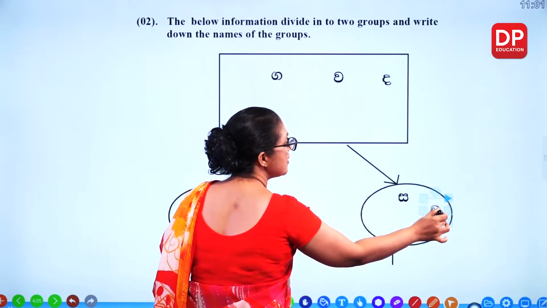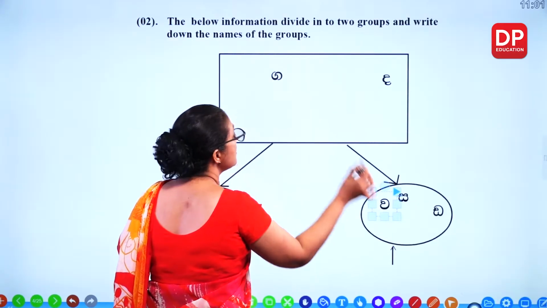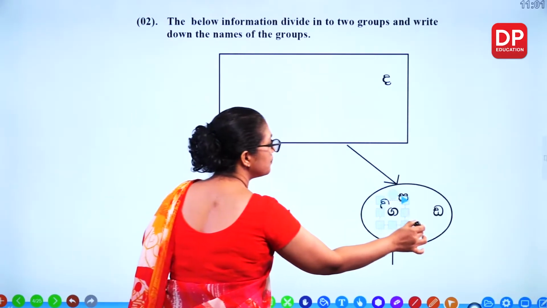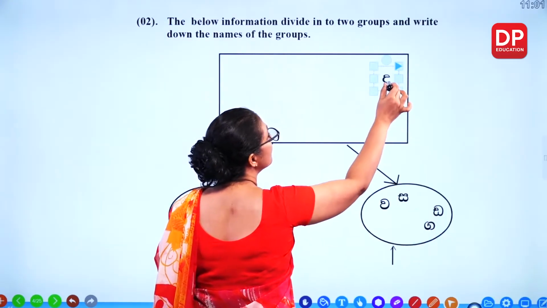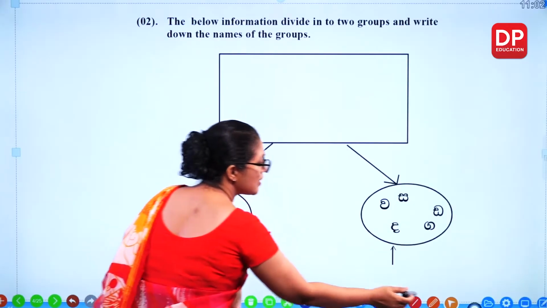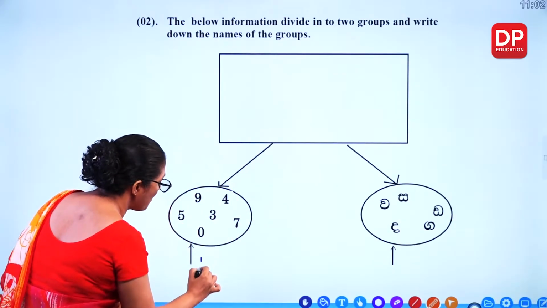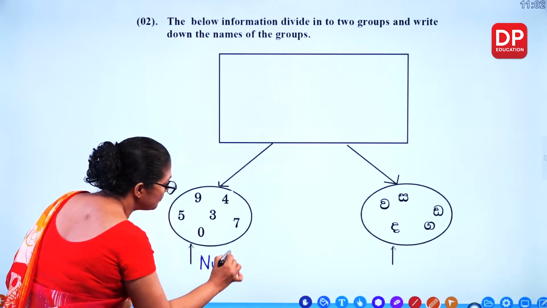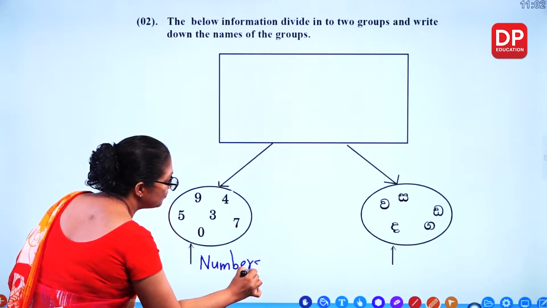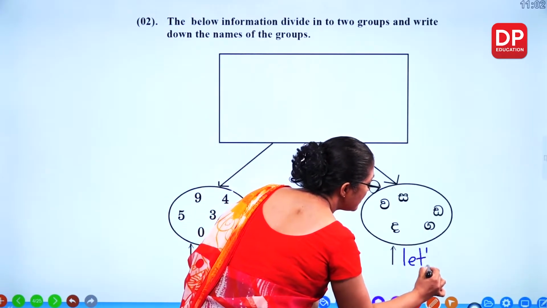So you can separate these letters and numbers into two groups. So what can we write? We can write as these are numbers and these are letters in Sinhala alphabet.